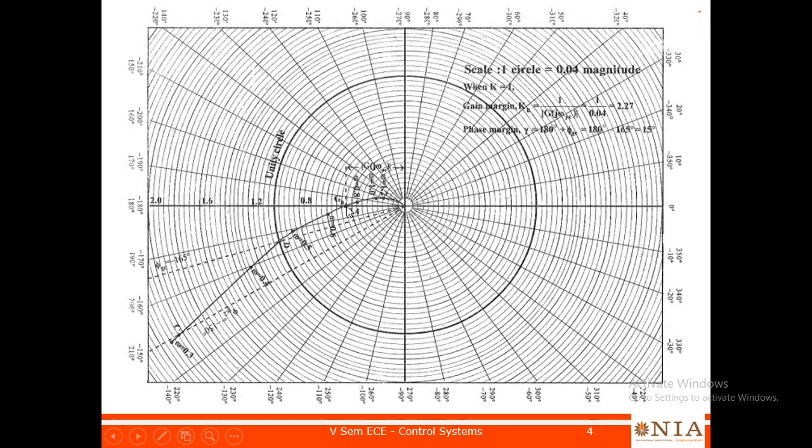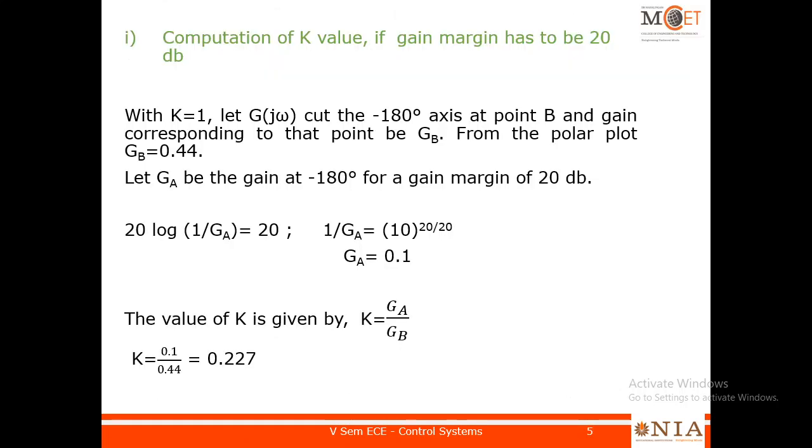What is the gain at this point? Already we have seen that. It is 0.44. So GB is equal to 0.44. So the first work is over, that is, the GB value is 0.44. And the next thing that you have to do is find the value of GA.